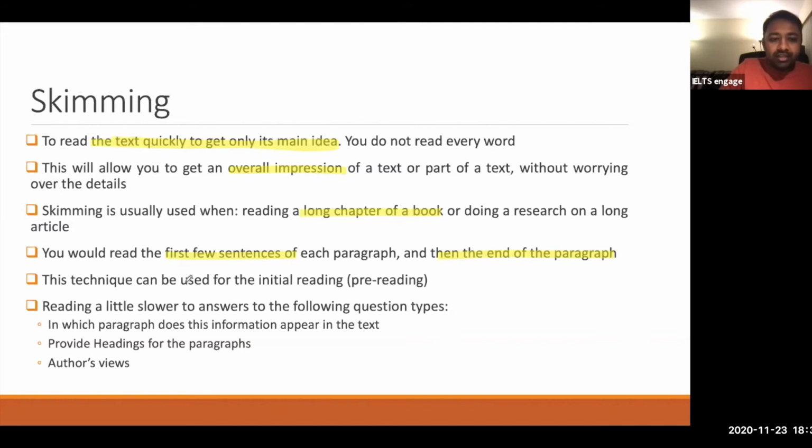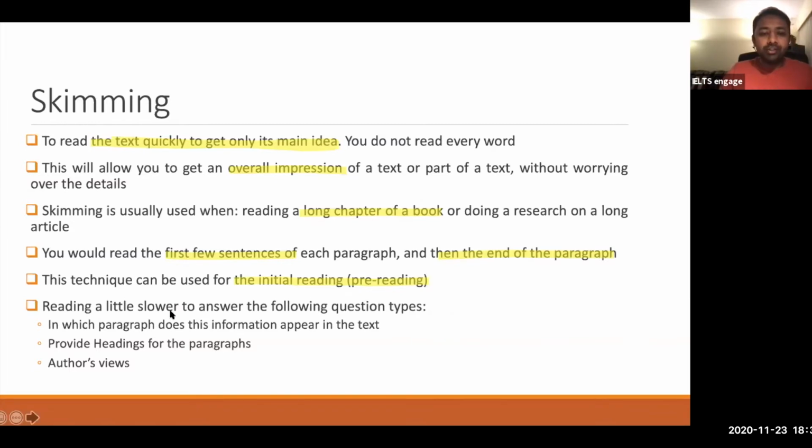We can use this technique for the initial reading. We also call it pre-reading, which means before even looking at the questions, we do an initial reading to just go through and get a general understanding or an idea of what the text talks about.